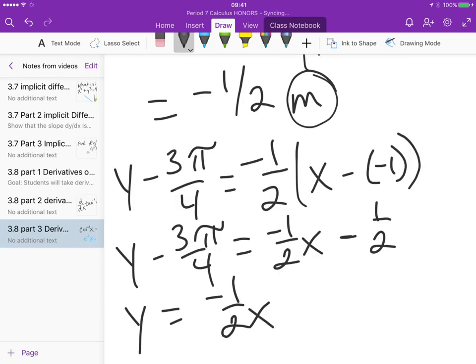minus 1/2 plus 3pi/4. We'll multiply by 2, multiply by 2. This is really 2 over 4, so it's negative 2 plus 3 pi over 4. So the easiest way to probably keep this is negative 2 plus 3 pi.